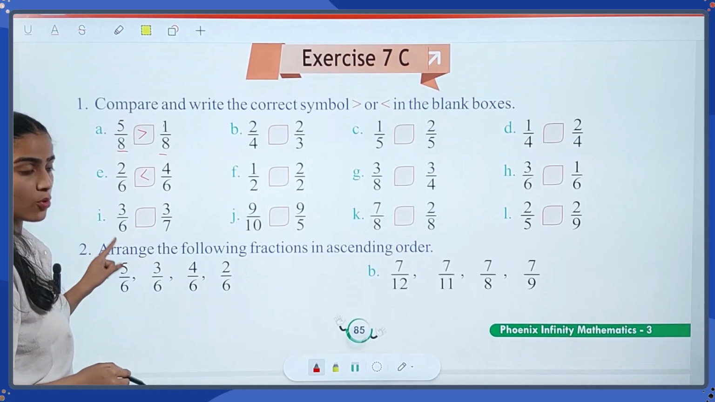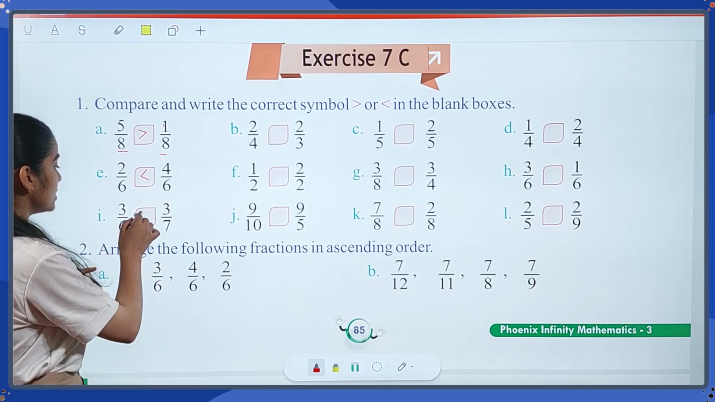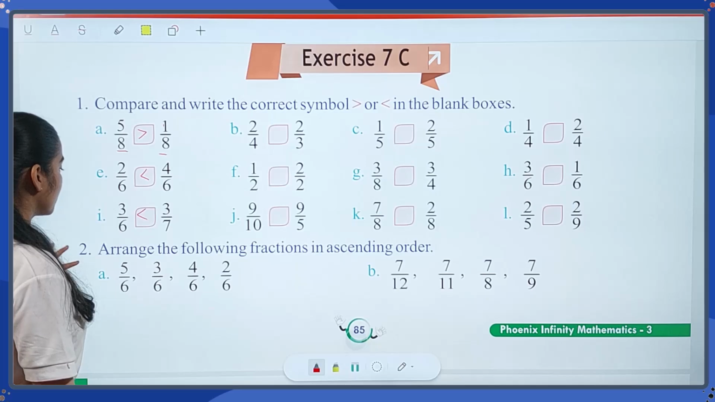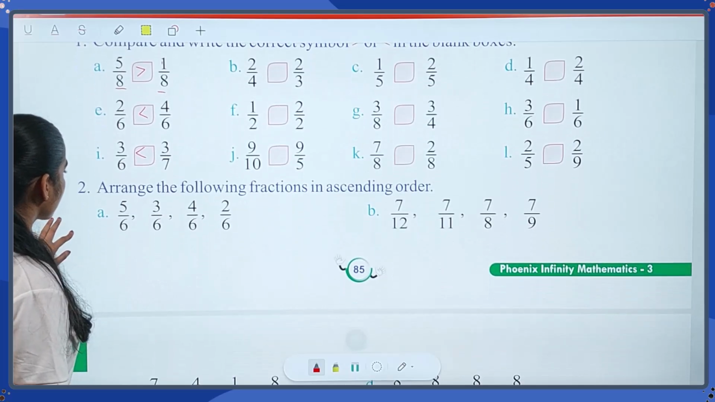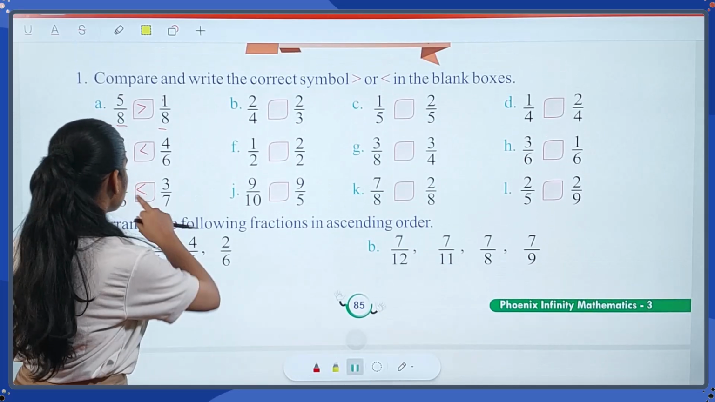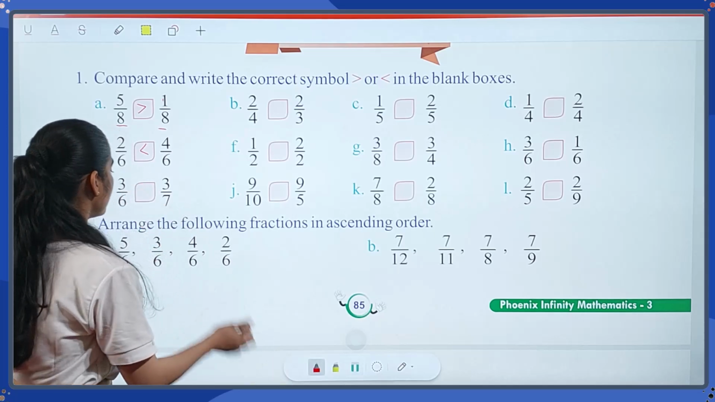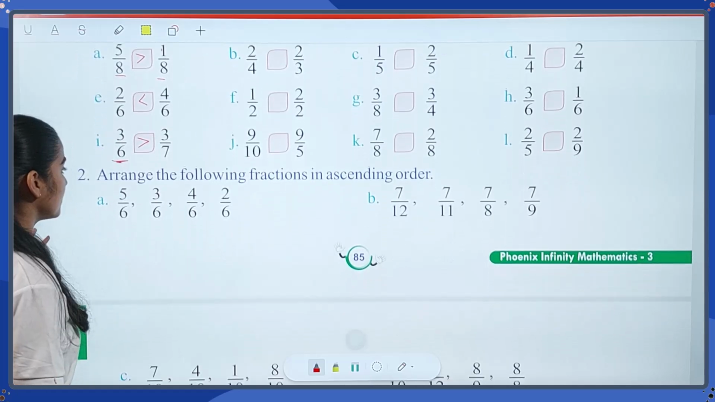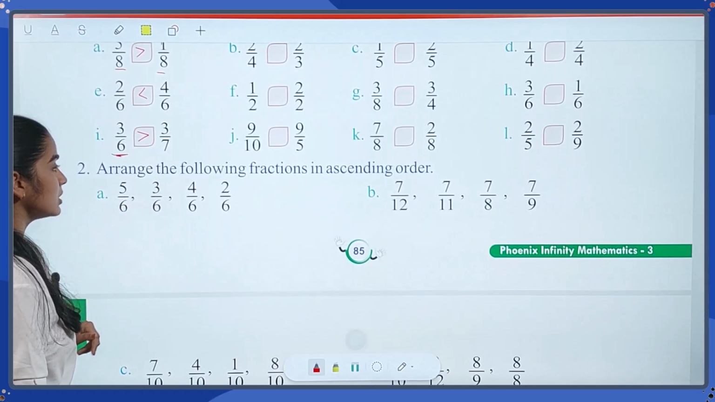Now we have different denominators. So which one is smaller, 6 or 7? 6. It means 3 by 6 is bigger as compared to 3 by 7. When the denominator is smaller, the fraction is bigger.